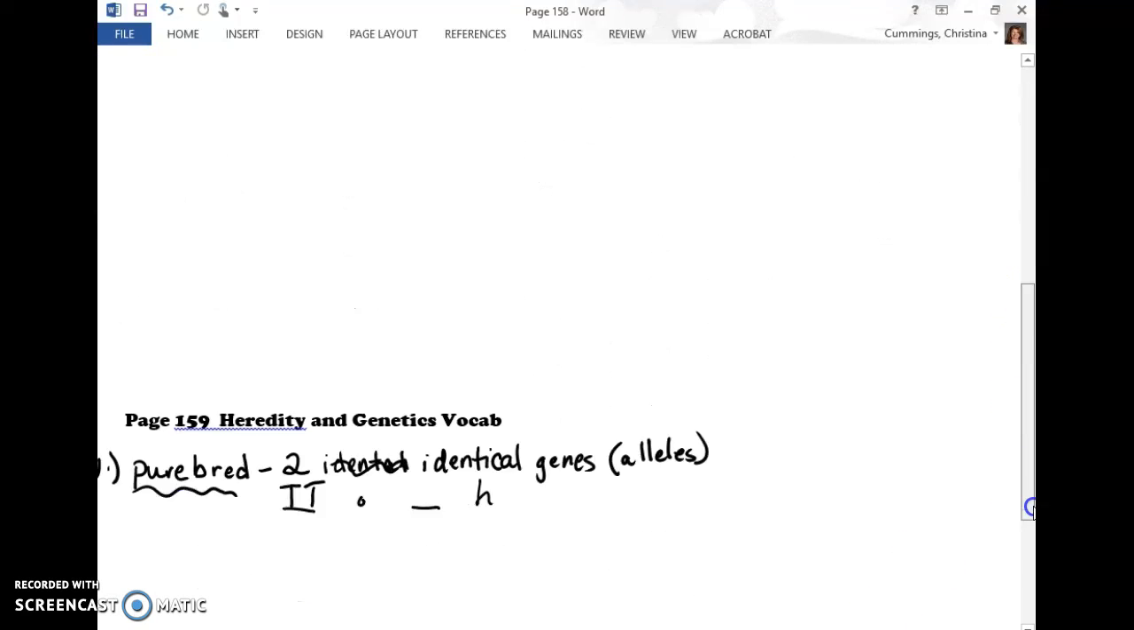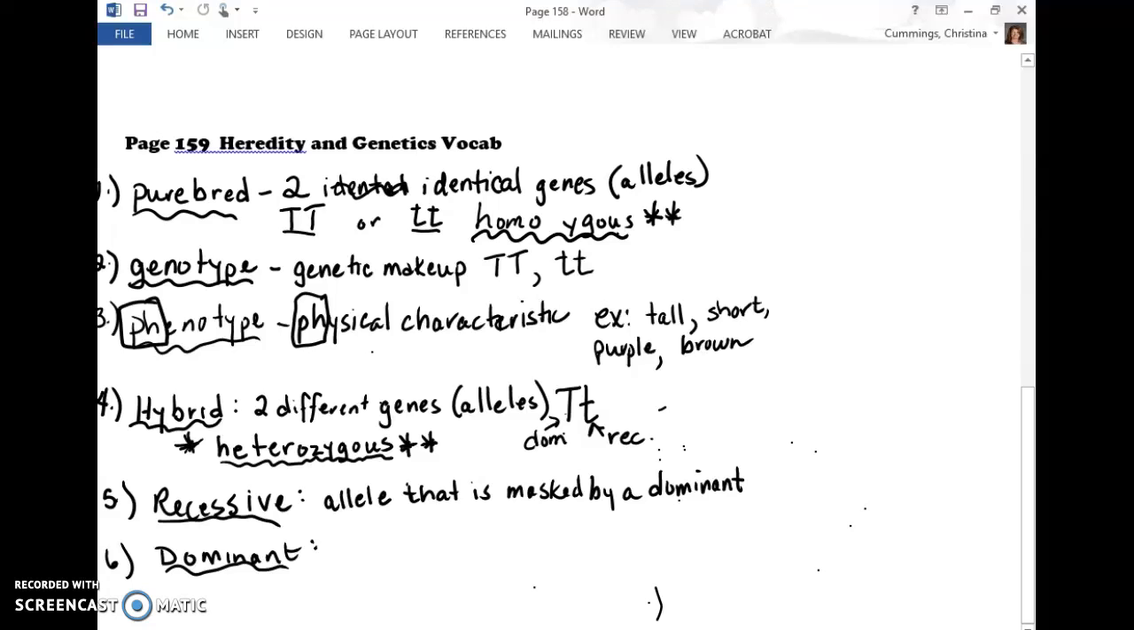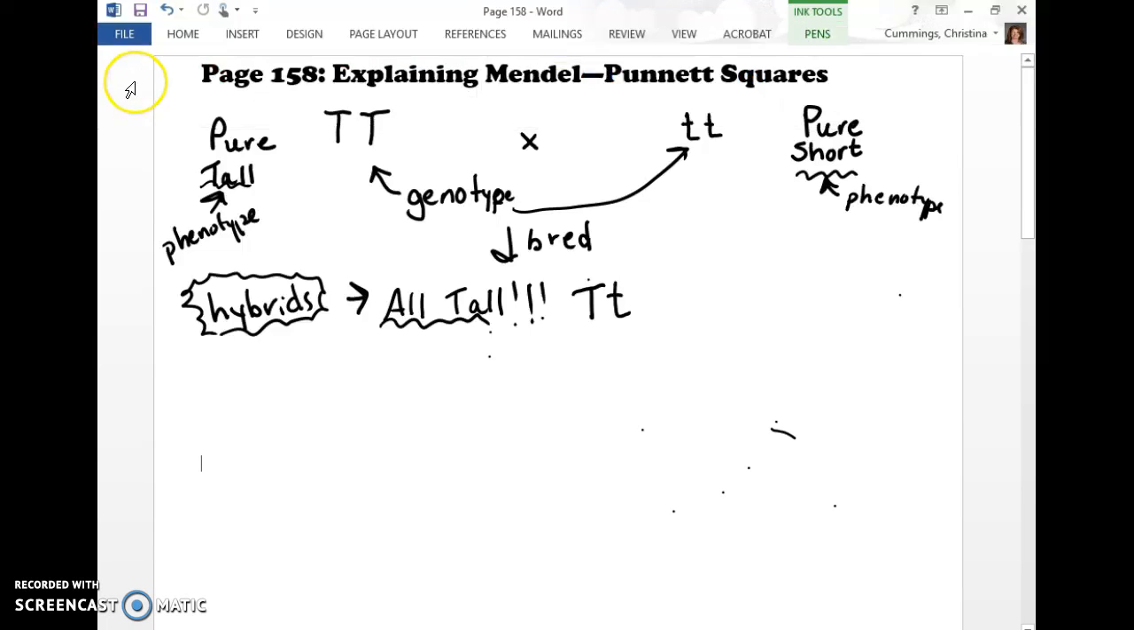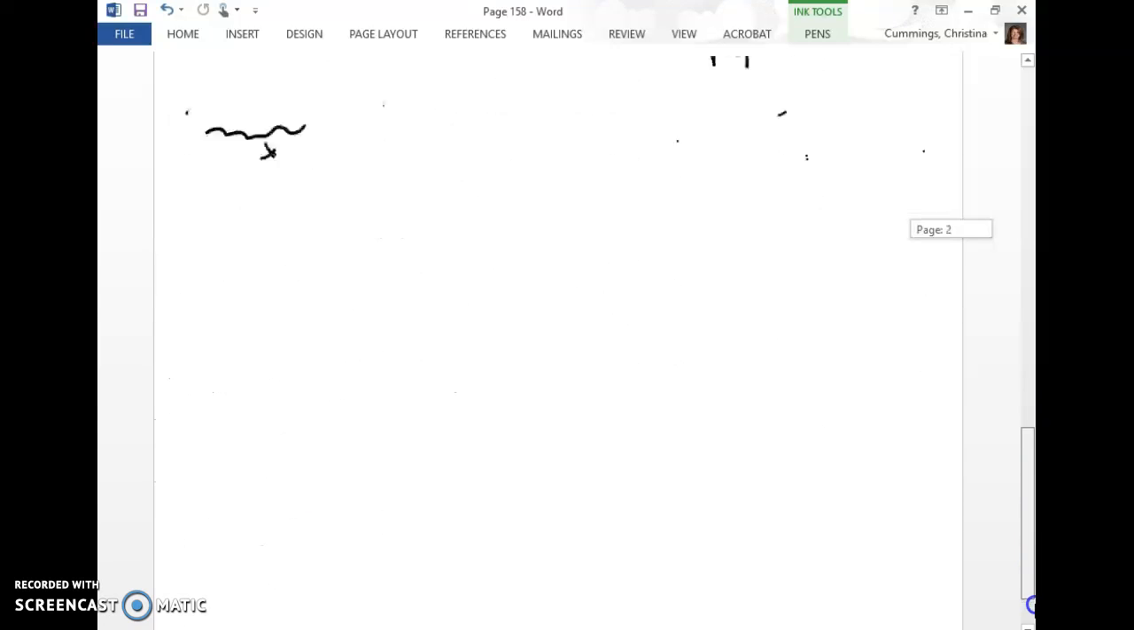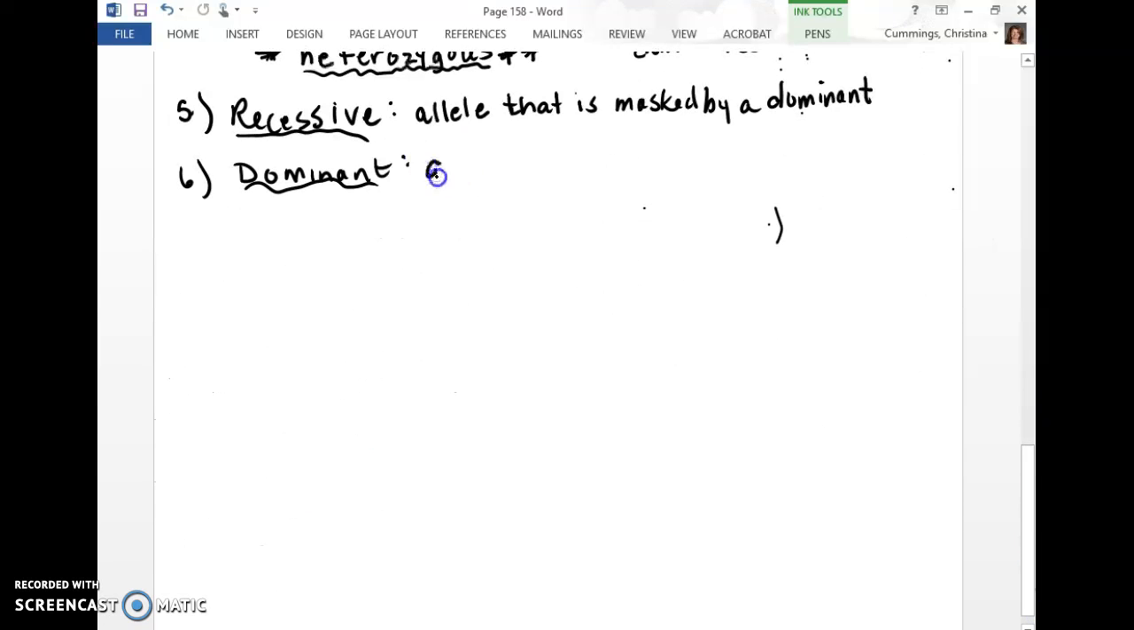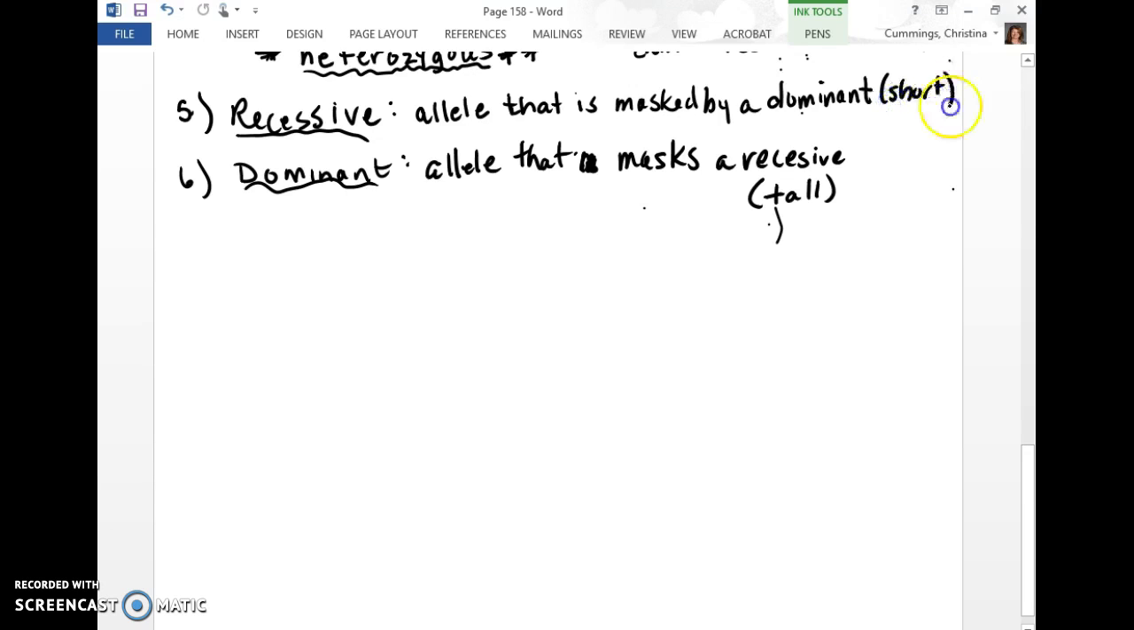So then that means recessive. We use dominant in the definition for recessive, so now we're going to use recessive in the definition for dominant, because we're tricky that way. A dominant gene or allele is an allele that masks a recessive. Like tall was dominant over short. When you put them together, tall wins.